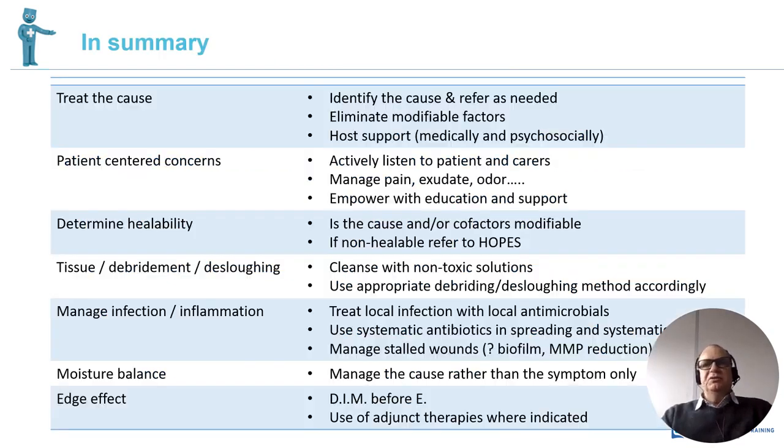So in summary, what we talked about is looking at the cause, making sure that we eliminate all the modifiable factors, support the patients themselves both medically but also psychosocially, making sure that we are actively listening to the patient, managing the concerns of the patients, and empowering the patients with enough education and support. Determine healability. If it is not a healable wound, then we refer back to the HOPES acronym that we talked about previously.